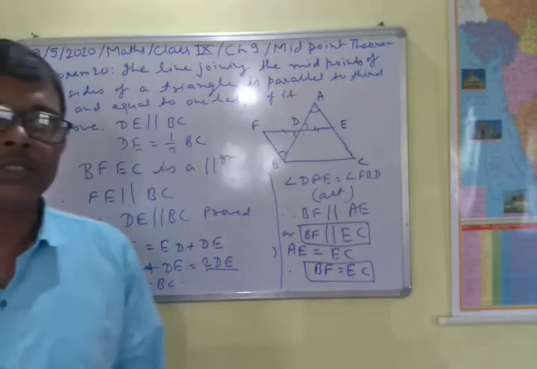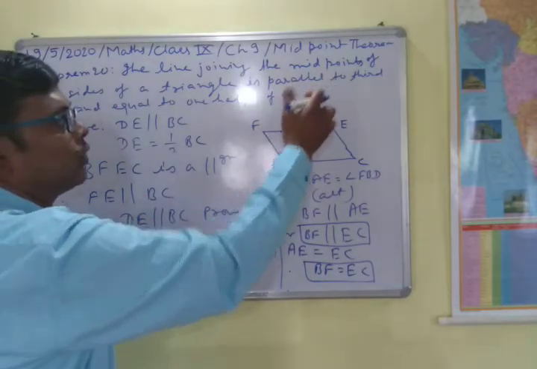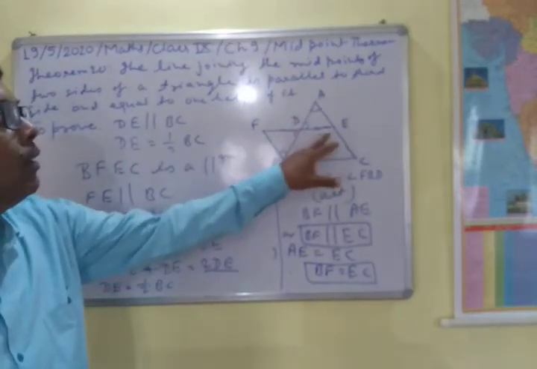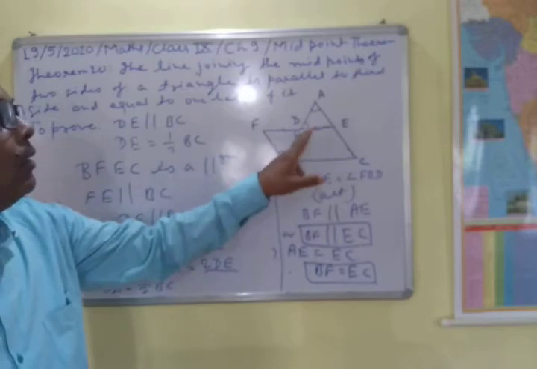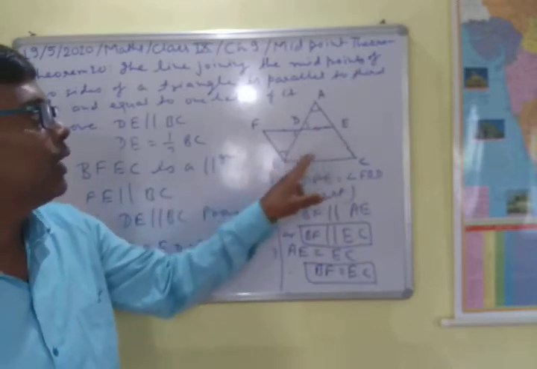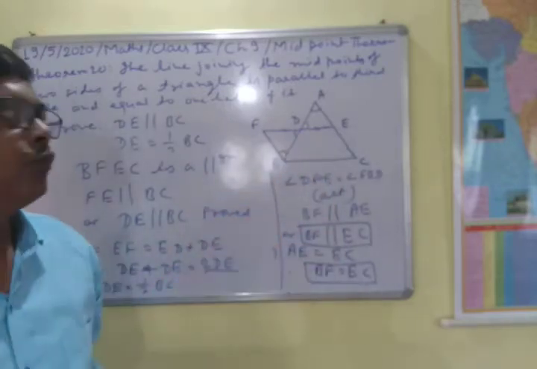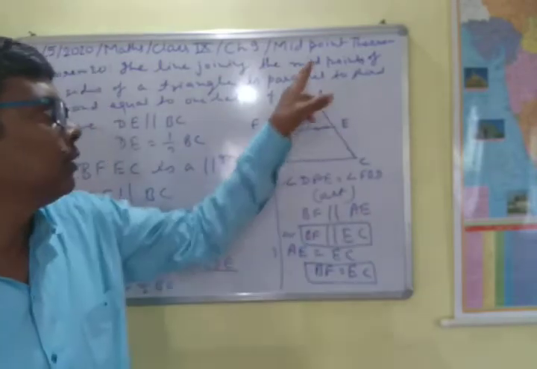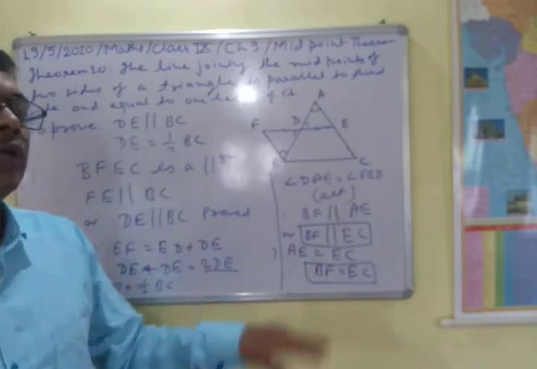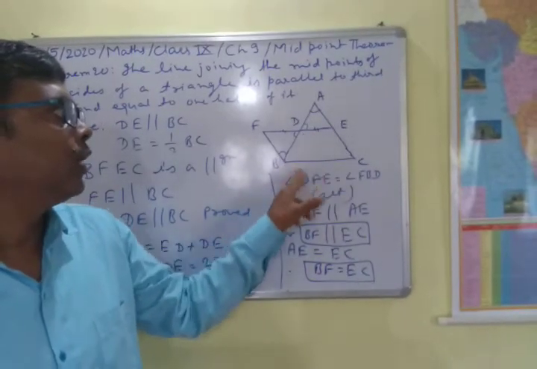So I hope you understood this. I will again repeat this. First you will draw the triangle ABC, and then remember that D and E are the midpoints, which is given in the question, and we have to prove that DE parallel to BC. Remember that in any question, first write what is given. What is given in this question? Triangle ABC, D and E are the midpoints. And what we have to prove? DE parallel to BC and DE equal to half BC.